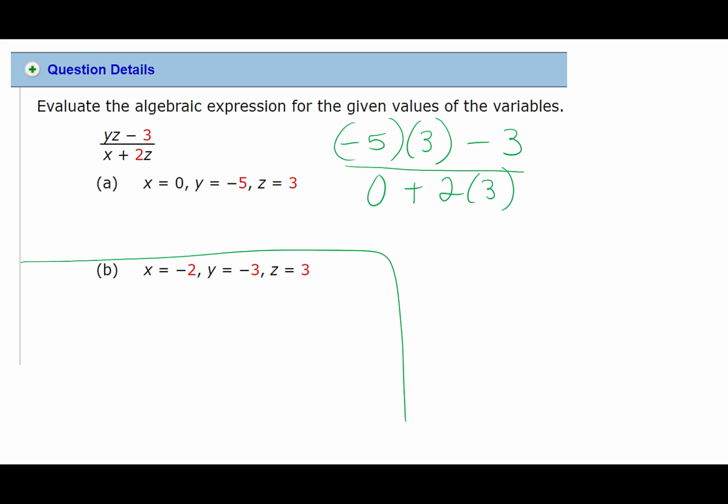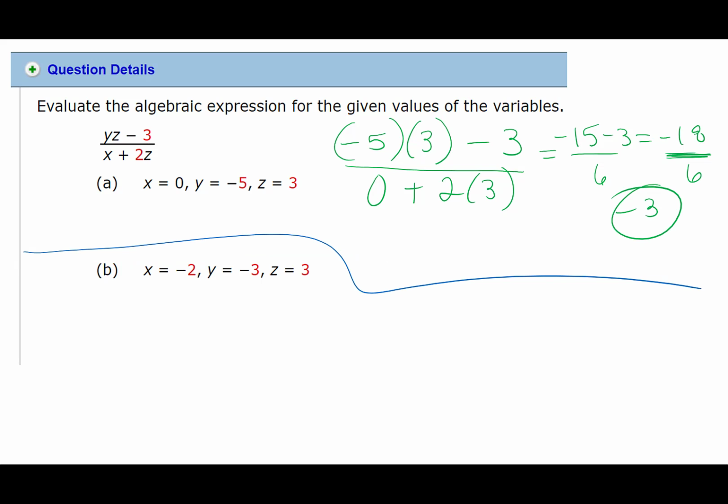And when you're working with a fraction and you have multiple operations, I want you to work on the numerator first until it's simplified to one number, and then simplify the denominator until it's simplified to one number, and then you can simplify the fraction. So the numerator is -5 times 3, which is -15. This is -15 minus 3, which is -18. And then the denominator is 0 plus 2 times 3, which is 6. And so this is -18 over 6, which is -3.